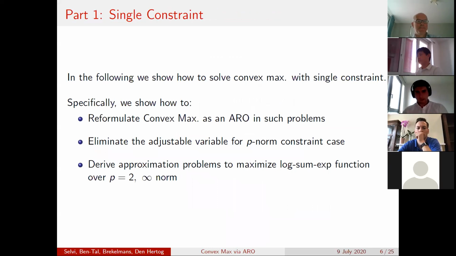Okay, so in the first part, we have a single constraint. So here we are maximizing a convex function over a single convex constraint. And the first 2 steps will follow in a general theorem showing that we can have an adjustable robust optimization problem in this case. And I will specifically show you that if the original constraint is a p-norm constraint, we can analytically eliminate the adjustable variable. And finally, for a specific case of geometric maximization over 2-norm and infinity norm problems, I will derive the explicit approximation problems.